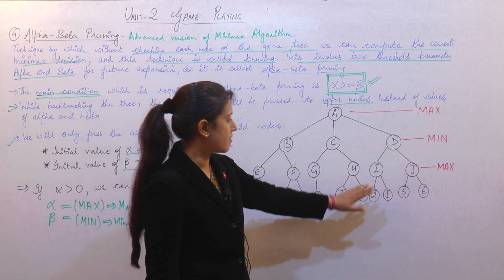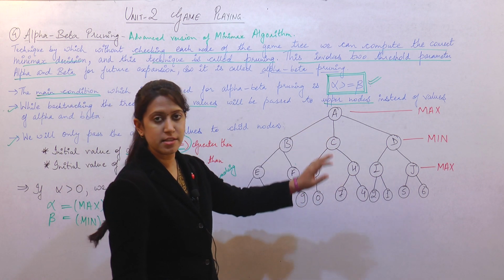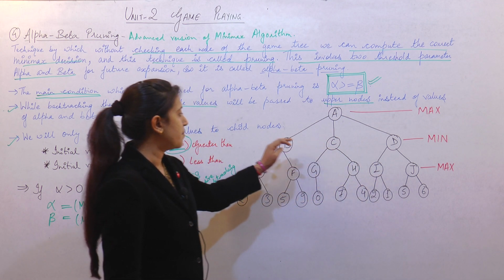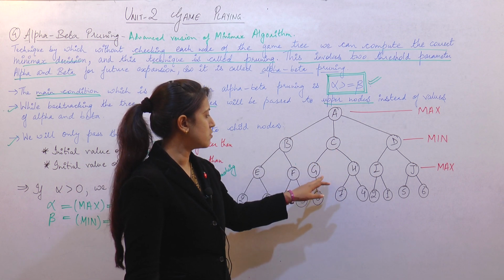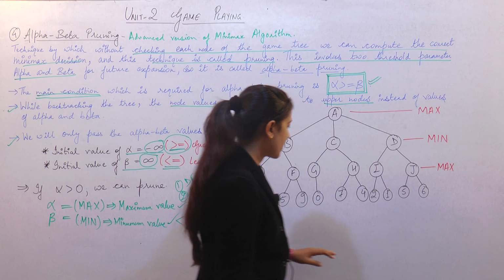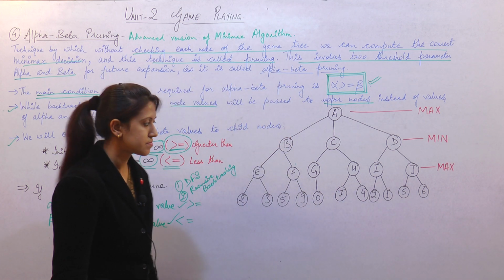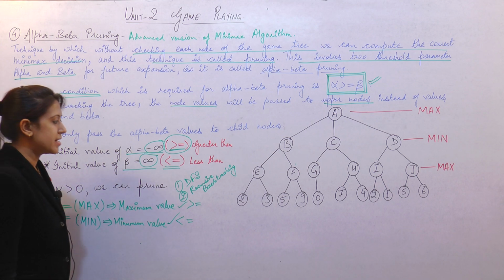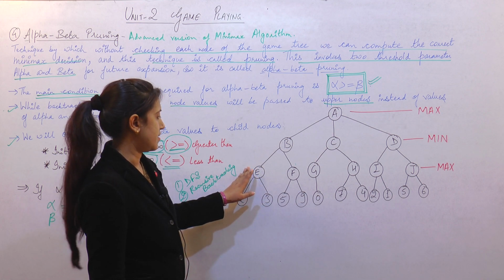Suppose that we are given this game tree. In this game tree we have A at the root node, then 3 children B, C and D. B further has 2 children E and F, C has 2 children G and H, D has 2 children I and J, and after that we are given the terminal nodes with the values. So for applying DFS we will start with the node E.